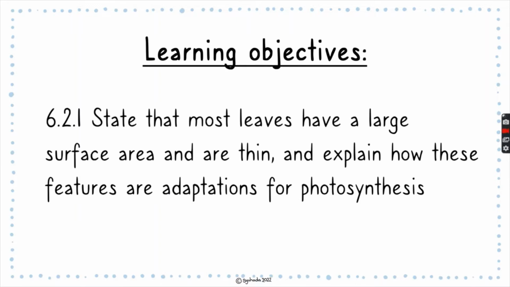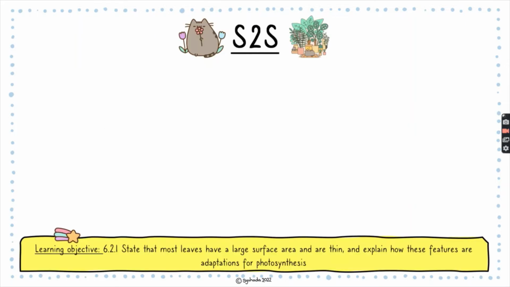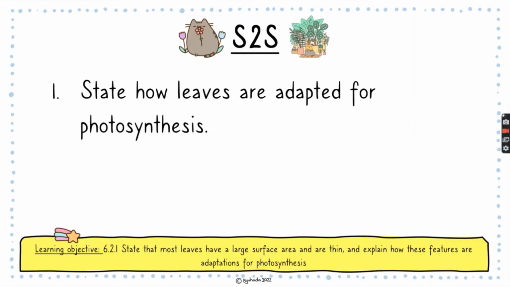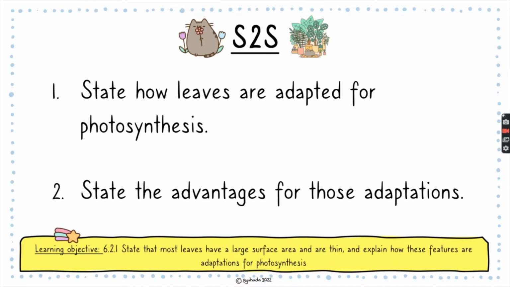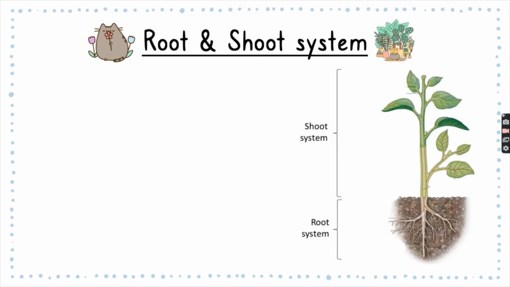State that most leaves have a large surface area and are thin, and explain how these features are adapted for photosynthesis. So the first step to success is to state how leaves are adapted for photosynthesis, and then state the advantages for those adaptations. But before we talk about these adaptations, let's just do a background on the plant itself.